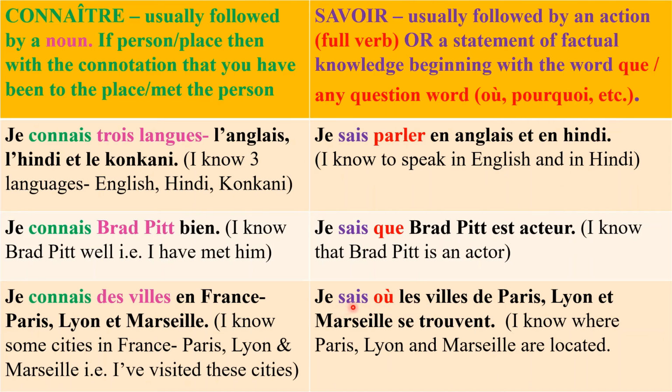So, je sais où les villes de Paris, Lyon et Marseille se trouvent. I know where the cities of Paris, Lyon and Marseille are located. That means you don't know anything about it beyond that. You just know the fact that they are located in France, so you know where they are located. You have not been there, you have not seen the sights, you have not experienced city life, nothing like that. You're just stating the fact that you know. So this is the fundamental difference between these two verbs, connaître and savoir.